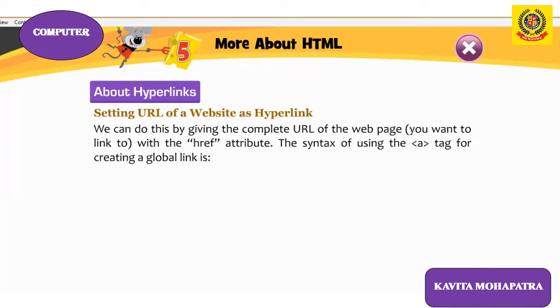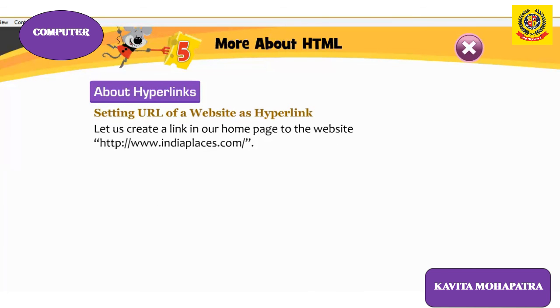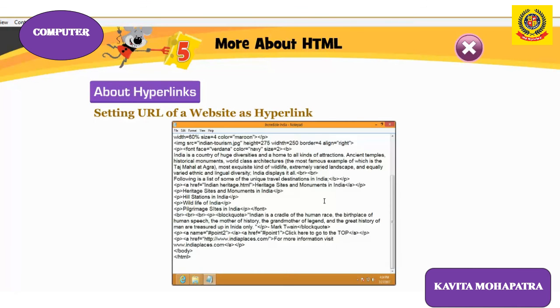The syntax of using the a tag for creating a global link is: a href equal to URL of the web page, for more information, visit URL of the web page, /a. So this is the syntax. So let us create a link in our home page to the website http://www.indiaplaces.com. So open the HTML file, then you can type this one in Notepad.